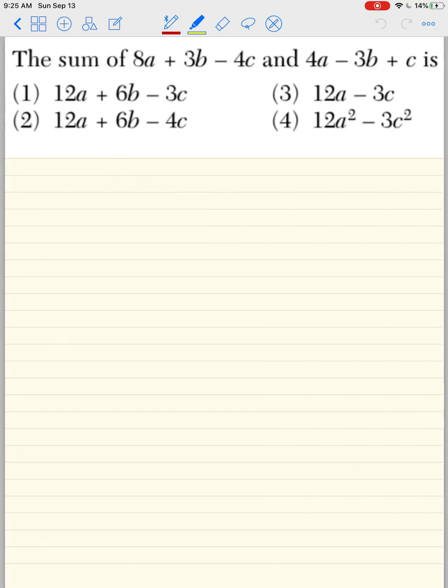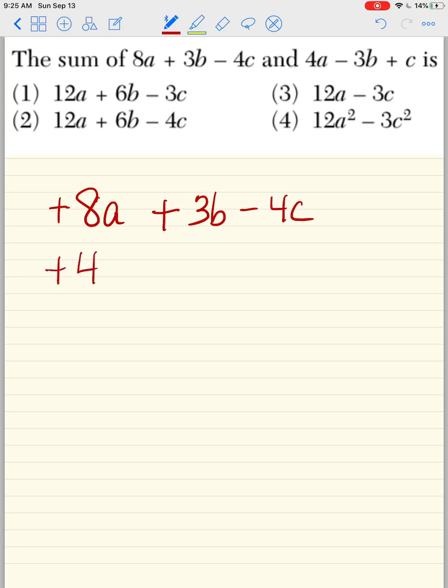Let's try another one. The sum of 8a plus 3b minus 4c and 4a minus 3b plus c is... okay, sum means to add, so I know I have to line them up, right? So it's going to be 8a plus 3b minus 4c. Every number has a sign in front of it, so 8 gets a plus. Afterwards, 4a, that has a sign in front of it, and then plus 1c. What you notice here is there's no number in front of c, so it's automatically a 1.